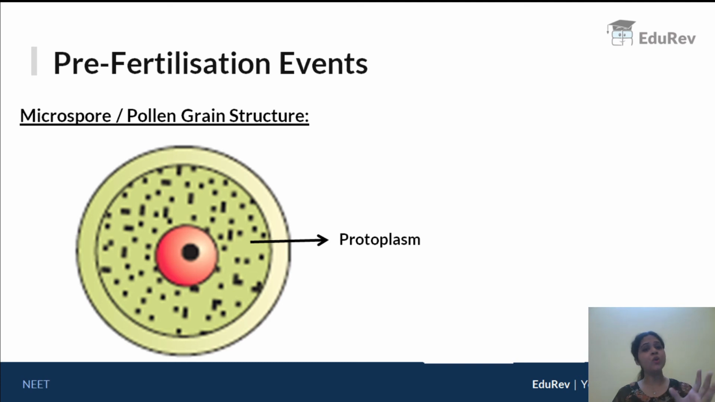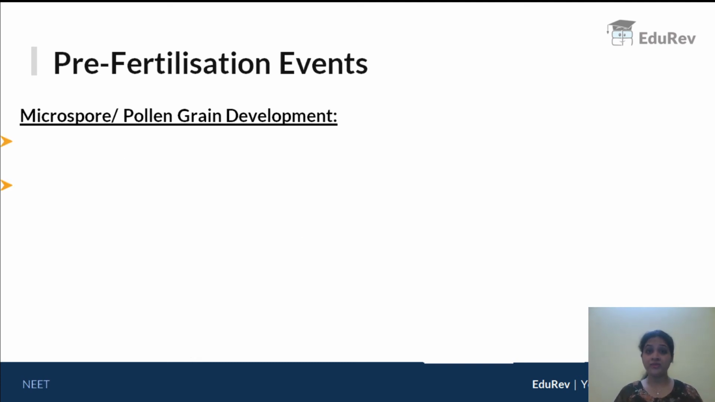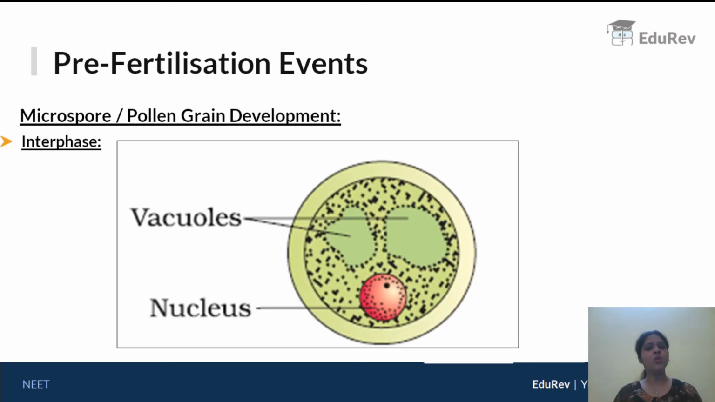Now, let's go into further development of the microspore. So we said microspore development. Microspore development involves two different stages. The first is interphase, followed by two mitotic divisions. So there are two subsequent mitotic divisions. Now, what happens during interphase? We already know that interphase is a period in which you increase the bulk of your cytoplasm. So that's exactly what takes place in the pollen grain here.